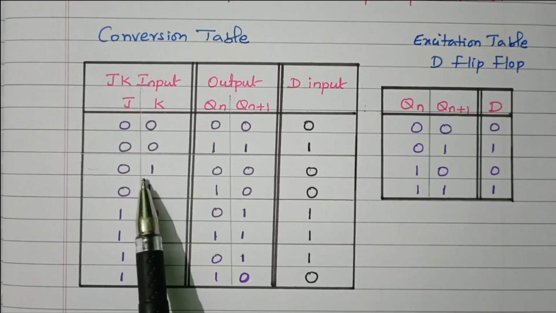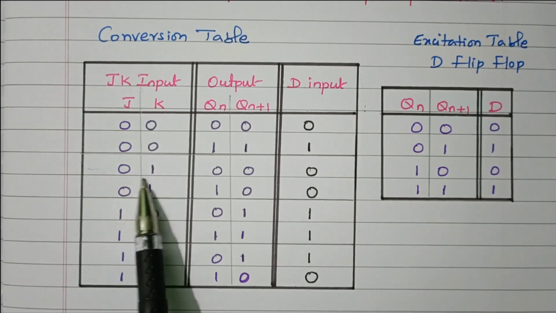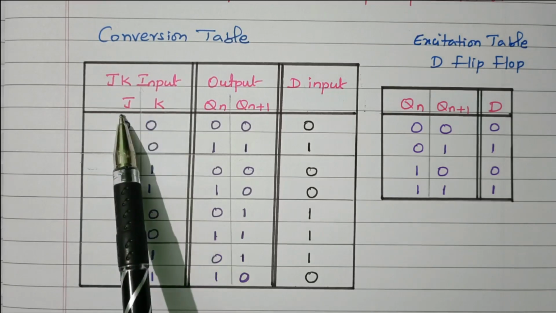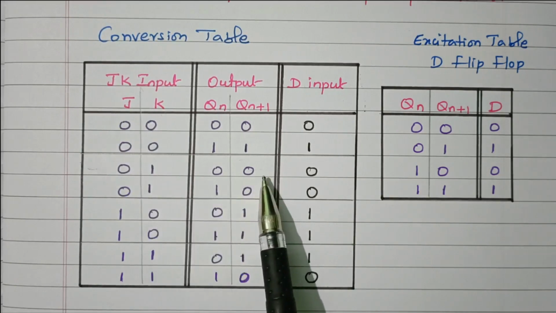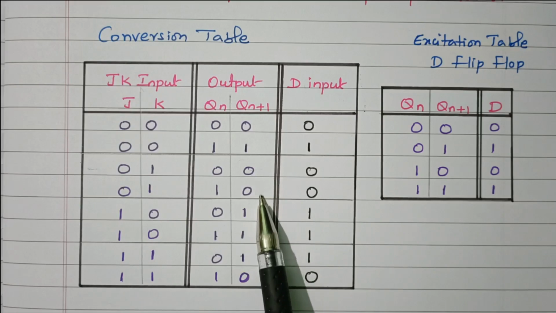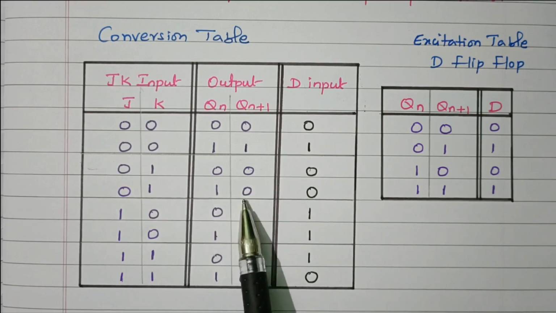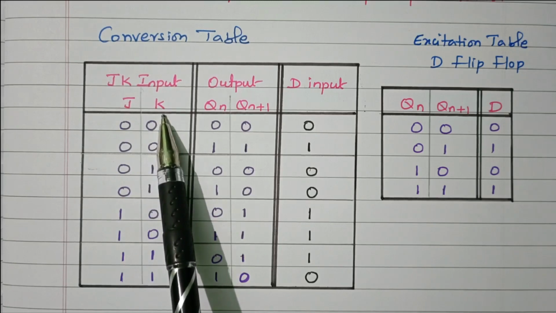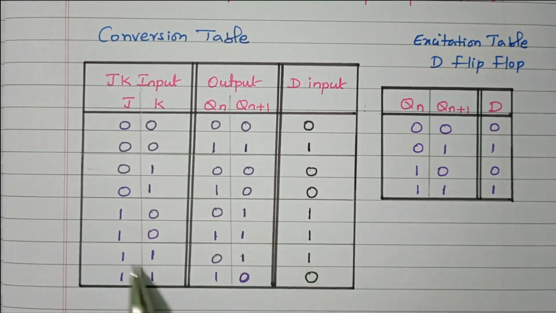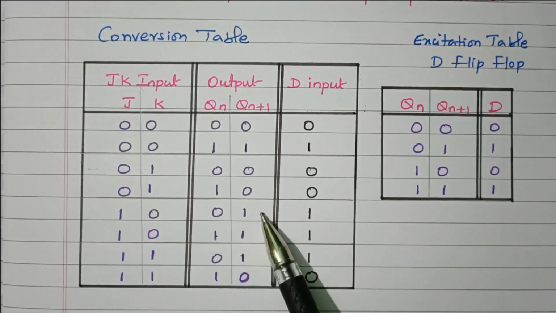If J is 0 and K is 1, then K acts like the reset input of an SR flip-flop. S means set, R means reset. If the reset input is 1, it will reset the output to 0. For 0 1 0, the present state is 0, next state also 0. For 0 1 1, it will make it 0. Right? So K is the reset input, it will reset the output to 0. If it is 1 0, J is 1, so J is the set input. It will set the output as 1, whatever the present state may be.